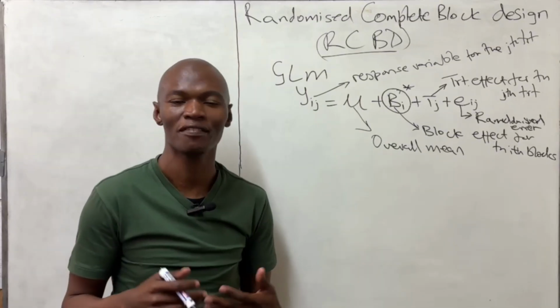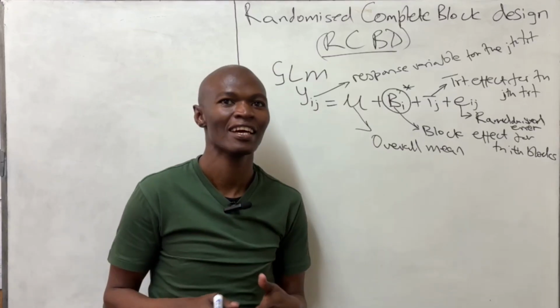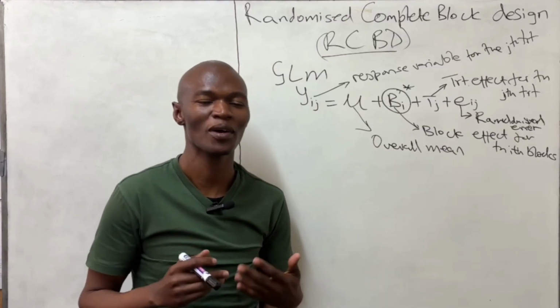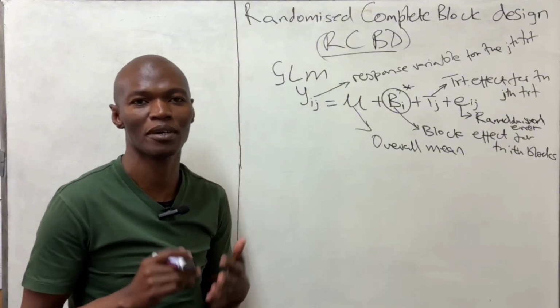To recap, we have covered the randomized complete block design. This is an experimental design whereby a single source of variation has been observed in the experimental units.